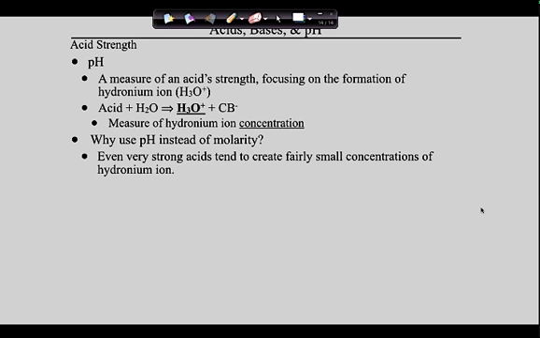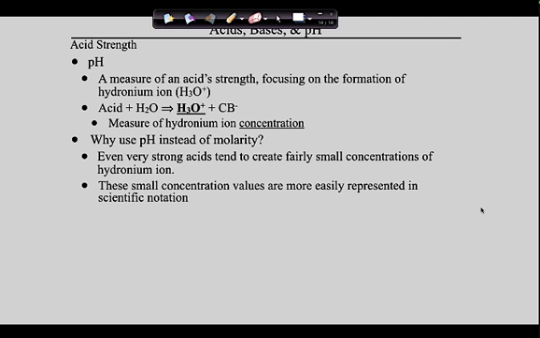So guys, even really strong acids, like acids that I wouldn't ever use in lab because they're so dangerous, if you got it on you, you're just done. Guys, even really ridiculously strong acids have fairly small concentrations of hydronium ion. It doesn't take much to be dangerous. So guys, the trick is this. Because these concentrations are so small, it's actually a lot easier to put them in scientific notation.